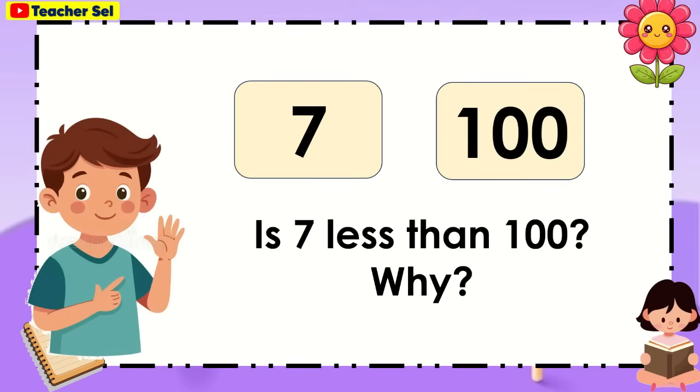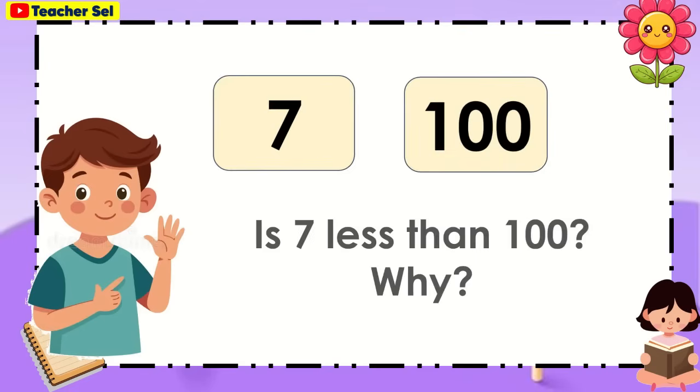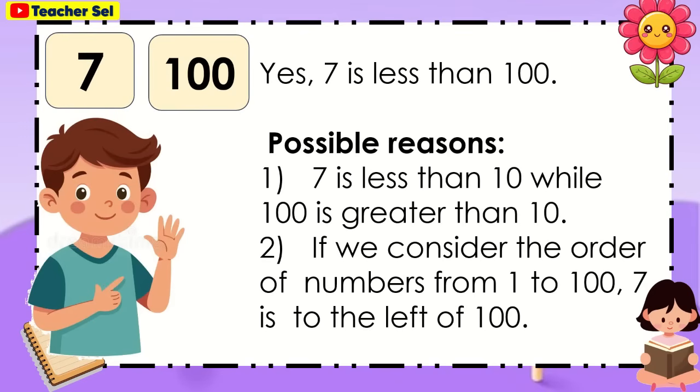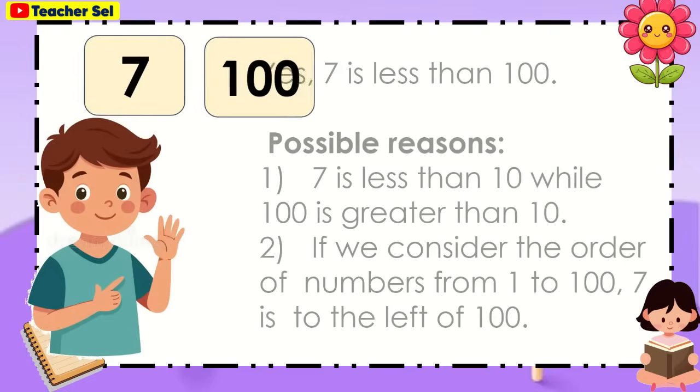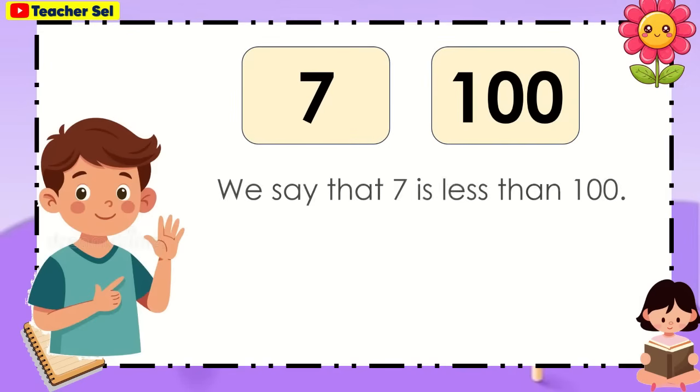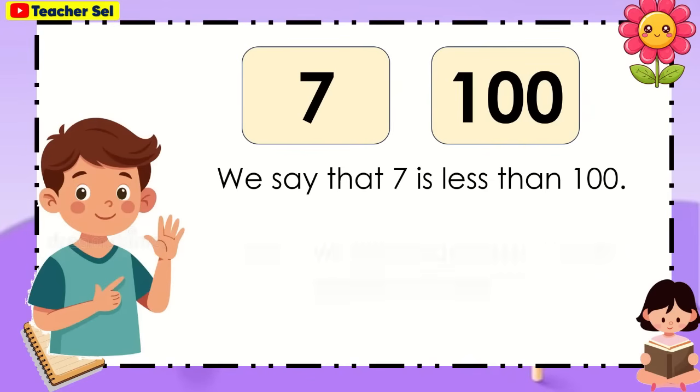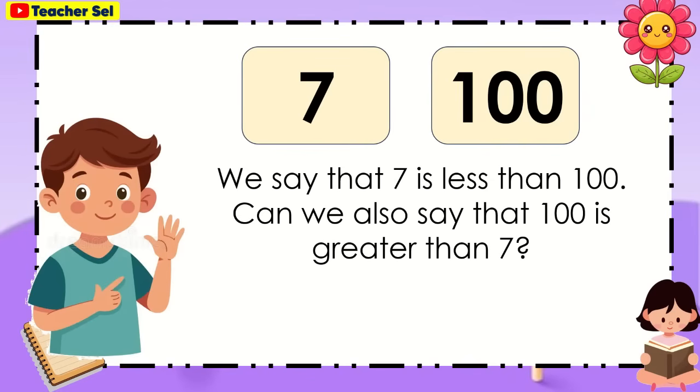Is 7 less than 100? Why? Yes, 7 is less than 100. Possible reasons: 7 is less than 10, while 100 is greater than 10. If we consider the order of numbers from 1 to 100, 7 is to the left of 100. We say that 7 is less than 100. Can we also say that 100 is greater than 7? Yes, we can.